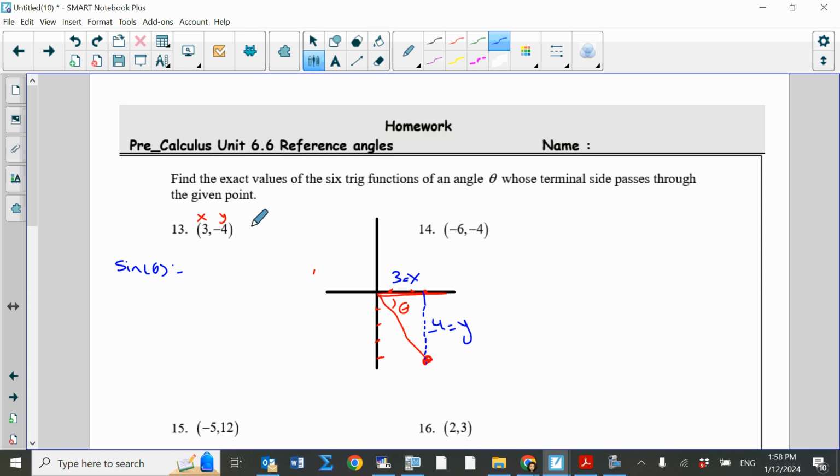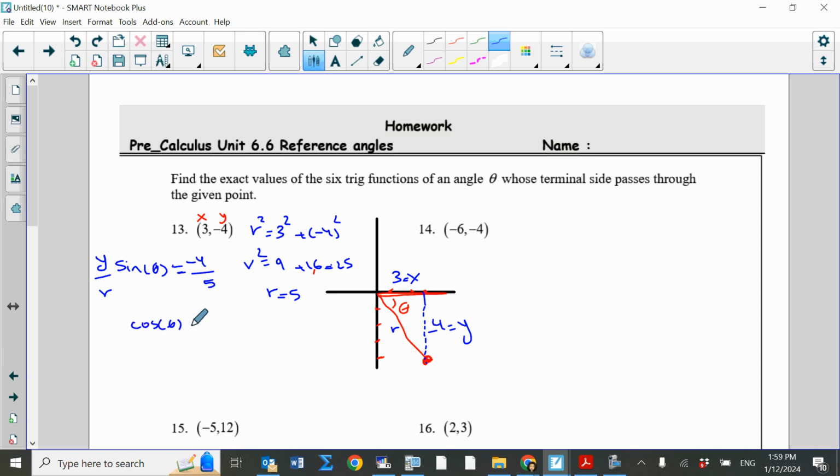Hypotenuse will be, I'm going to call that r, so r squared is equal to 3 squared plus negative 4 squared. 3 squared is 9, negative 4 squared is 16, which is 25. So r squared is 25, and we take the square root of that, r will be 5. Okay, so now I can find sine of theta, which is opposite side over hypotenuse. So that's negative 4 over 5.